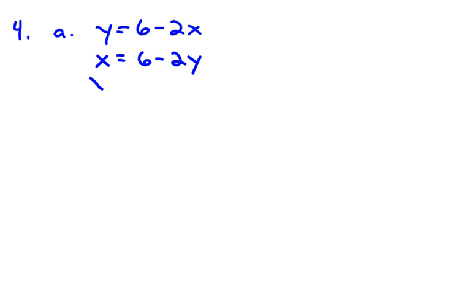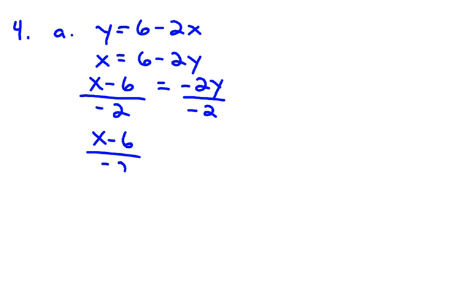So number 4, let's start with equation A, which is y equals 6 minus 2x. So we're going to find the inverse of this. So we switch the x and the y's, and we solve for y. This would be negative 2y, and then I have to divide both sides by negative 2. So I get x minus 6 over negative 2 equals y. So there's my inverse. So now I just go through the list of all the options in number 4.